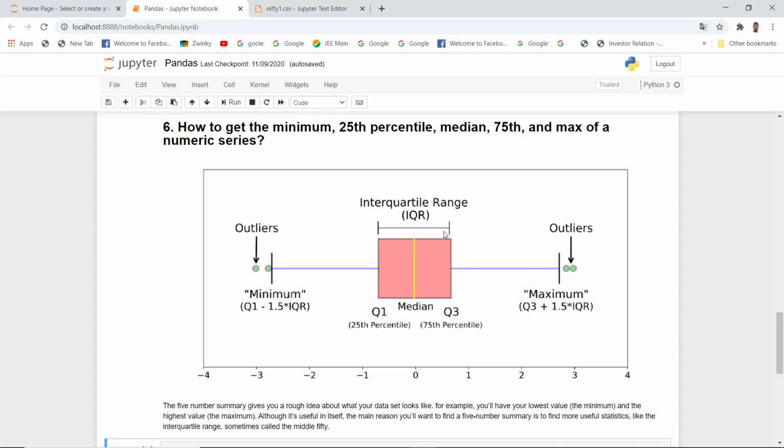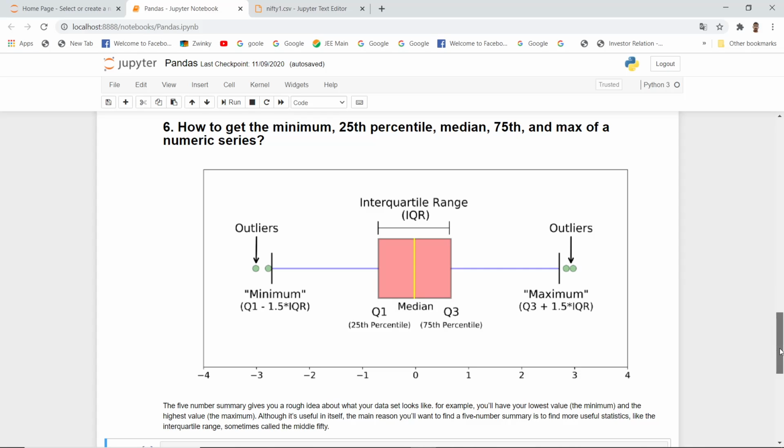For a data set, if you want to know about outliers, we can identify them from domain knowledge, or else we have a formula which we can use. The formula is: any value which is above Q3 plus 1.5 IQR, where IQR is the interquartile range and Q3 is the third quartile or 75th percentile, can be considered an outlier. And any value which is less than Q1 minus 1.5 IQR can also be considered an outlier towards the minimum, and the other one towards the maximum.